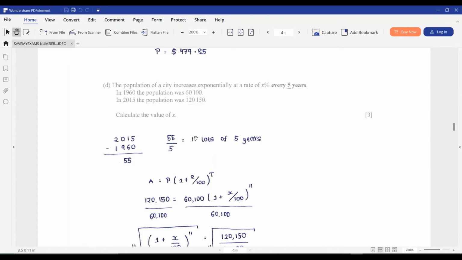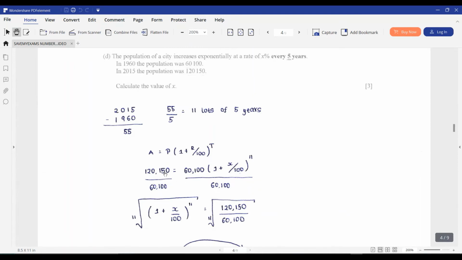The reason we don't use 55 as the time is because if we use 55 as the time, we would get the yearly rate. We want to know the rate after every 5 years, hence we divide by 5. Now we would use the same compound interest formula, except we would apply it in the perspective of population. Substitute all the values in and try and solve for X. So 120,150 is equal to 60,100, open bracket, 1 plus X over 100, close bracket, power 11.